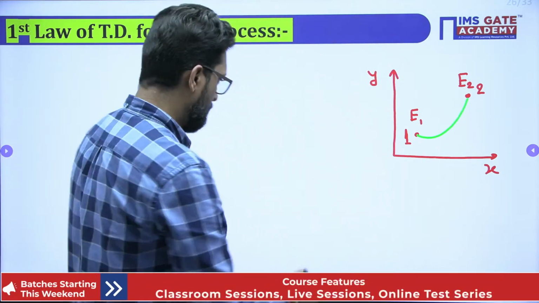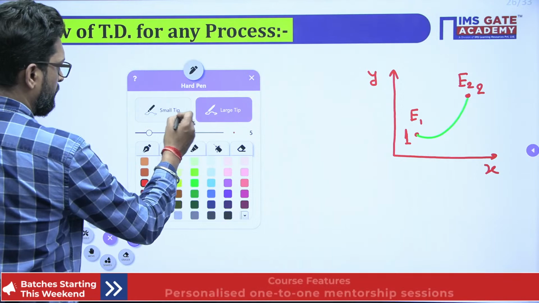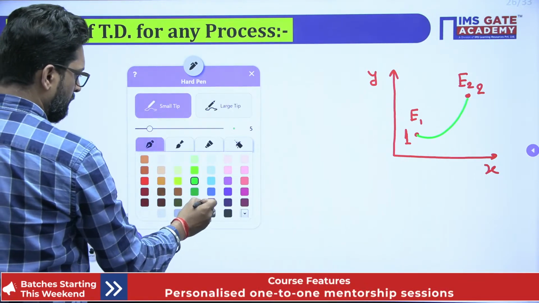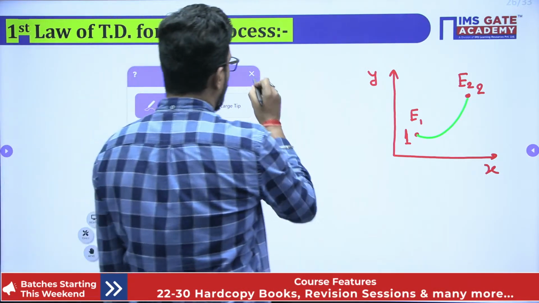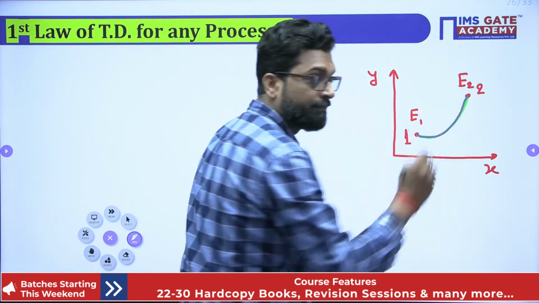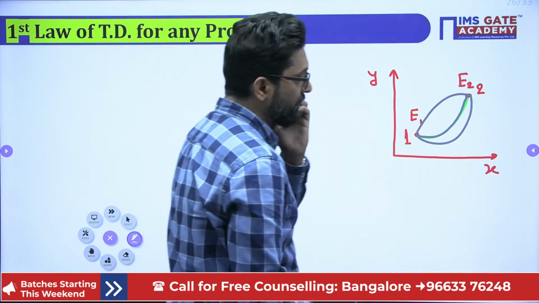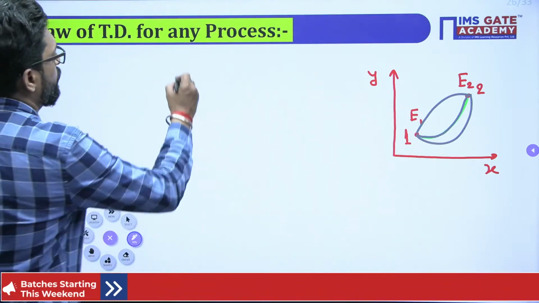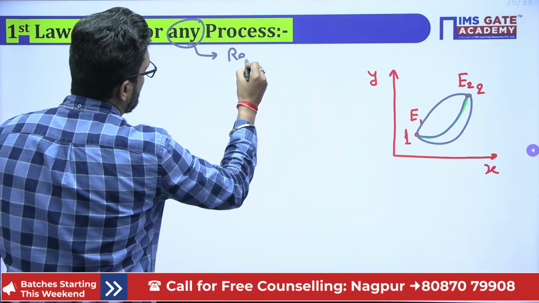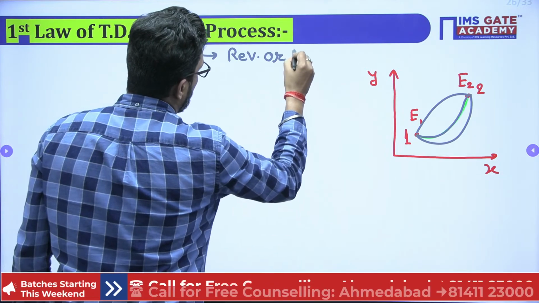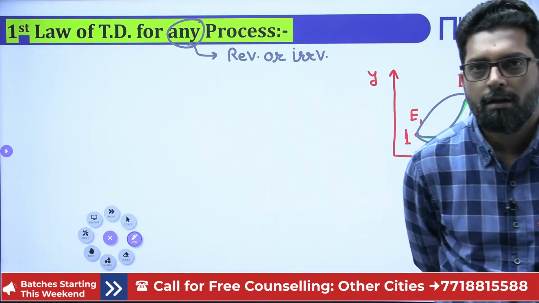Is it visible? One second. So there are different processes, this process, this process. Now we define the first law of thermodynamics for any process. What is meant by any process? Any process means either reversible or irreversible. Okay. Any process, reversible or irreversible.